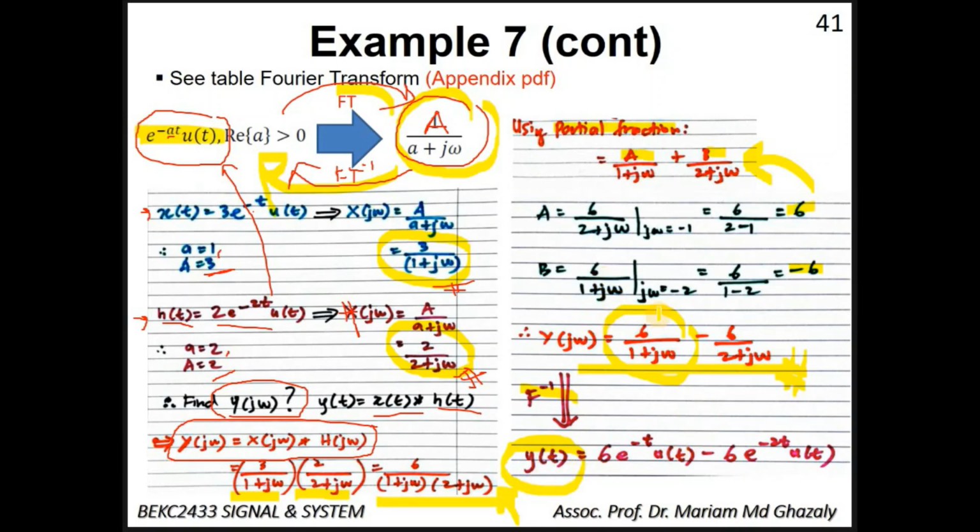So you can write out yt equivalent to, what is the A value here? A is 6, and small a is 1, so we have 6e^(-t) ut, minus, the second value has amplitude 6 also, 6e, with small a being 2, so we have e^(-2t) ut. So you have the final answer, which is yt.